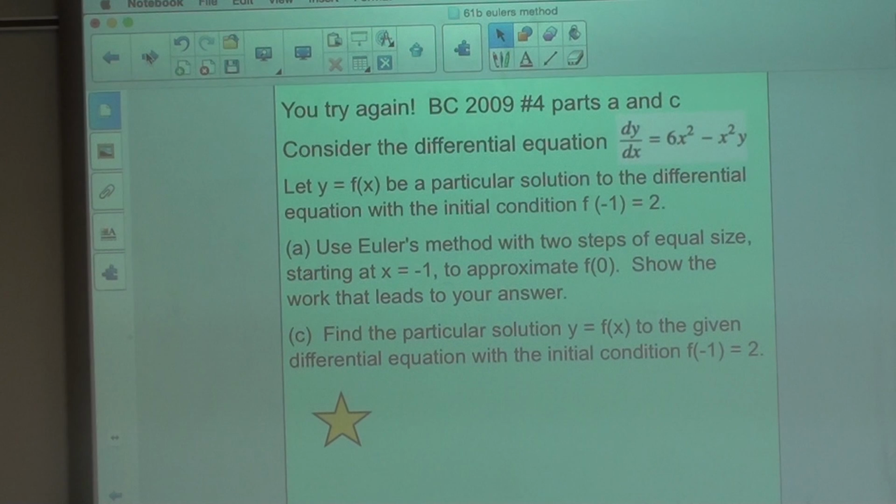Yeah, 2, so we're going a distance of 1. You could think of it as that (b minus a) over n thing. So we want to travel from negative 1 to 0 with 2 steps. So we'll go by halves, so our delta x is 0.5.